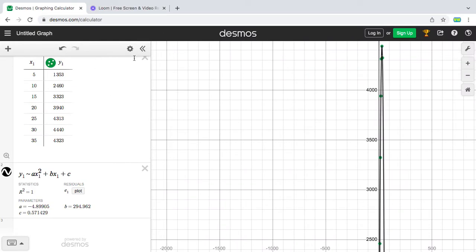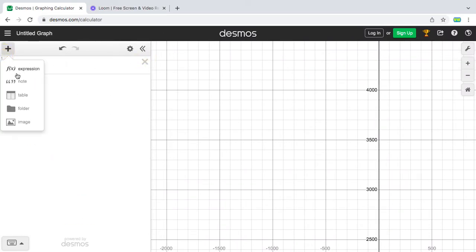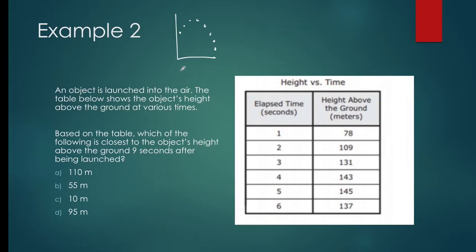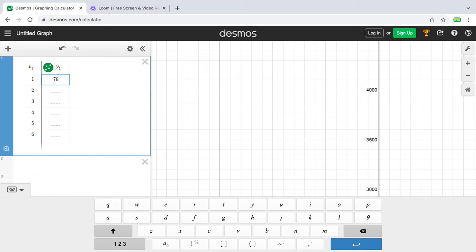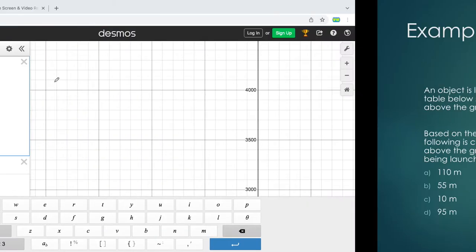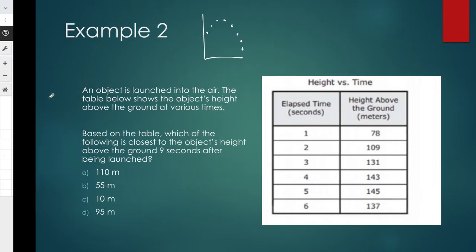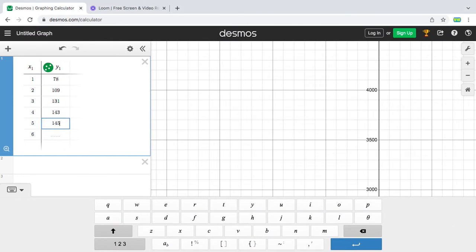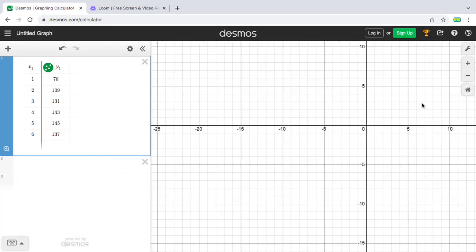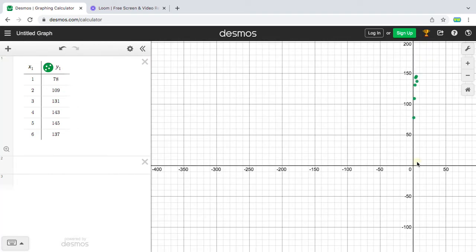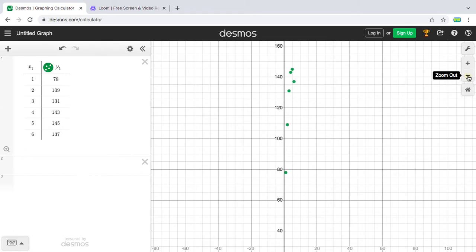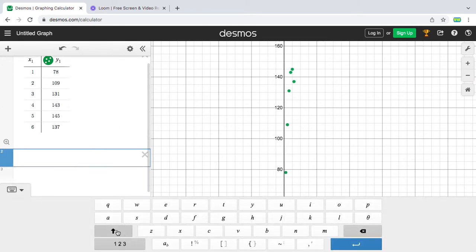So, excuse me, plus sign, table, 1, 2, 3, 4, 5, 6, I believe. 78, 109, 131, 143, 145, and 137. So let me zoom. Let's see what it looks like here. Okay, so you see this is the graph. Let's zoom a little bit more out. Okay, and we want to find its equation.